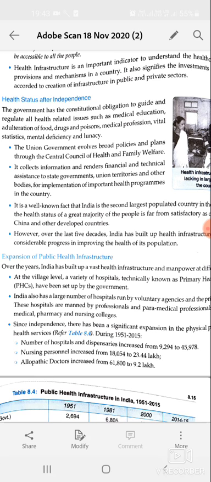Now you can see the number of hospitals and dispensaries increased from 9,294 in 1951 to 45,978 in 2015. Nursing personnel increased too, and this is the comparison of 1951 and 2015. In 1951 we had only 18,054 nurses. Now 23.44 lakh nurses have been produced. Allopathic doctors increased from a mere 61,800 in 1951 to 9.2 lakh.